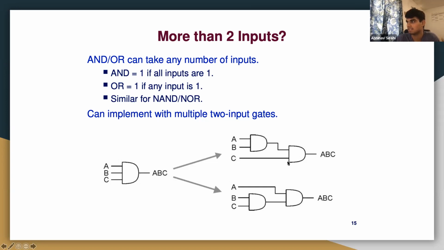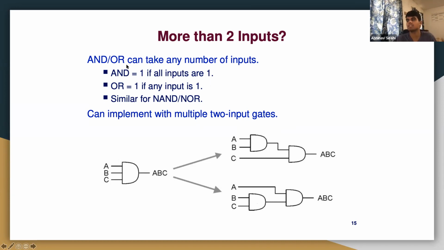And it's up to you. You could choose what you want to feed in that way. Here we feed in the result of A and B, but here we feed in the result of B and C. It's the same concept. And so that's how we could have multiple inputs. We could just chain all these AND gates or OR gates together.